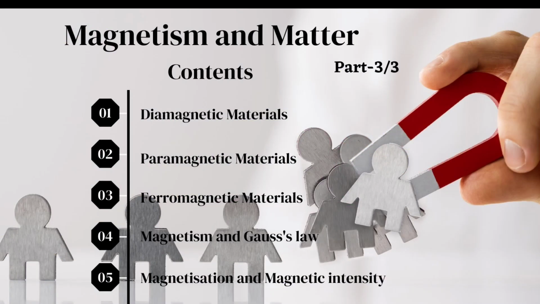My name is Daljit Kaur and on behalf of Physics Made Easy Quota, I am going to discuss some important topics regarding chapter magnetism and matter. In this video, we are going to learn about the different types of magnetic material, magnetic flux, Gauss law, magnetism and the magnetic intensity.